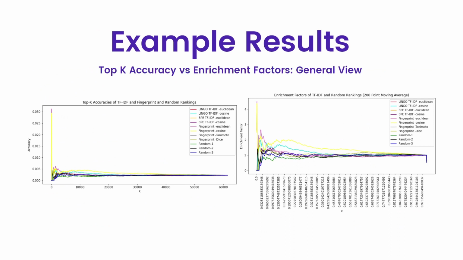We have two metrics of comparison, top K and enrichment factor metrics. These are frequently used in virtual screening studies. On the left, you can see top K scores, and on the right, you can see enrichment factors. To make enrichment factor plots more readable, we use moving averages.